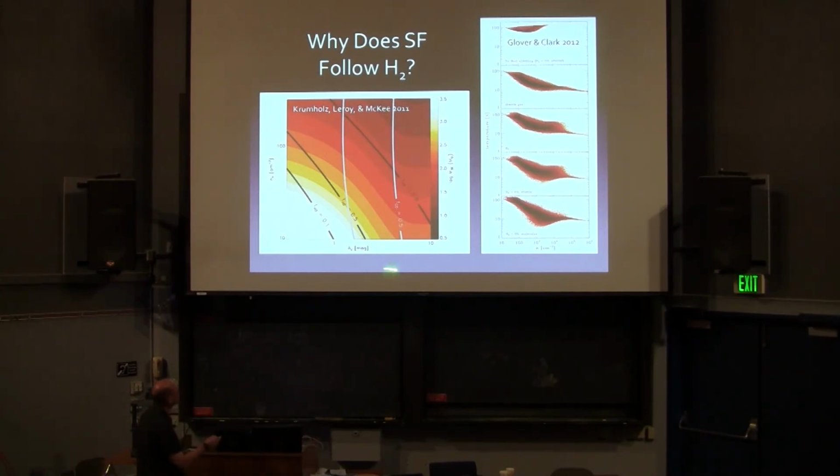That's illustrated here. On the x-axis is extinction in magnitudes, AV. And on the y-axis is volume density. And the color is showing you the Bonnor-Ebert mass.